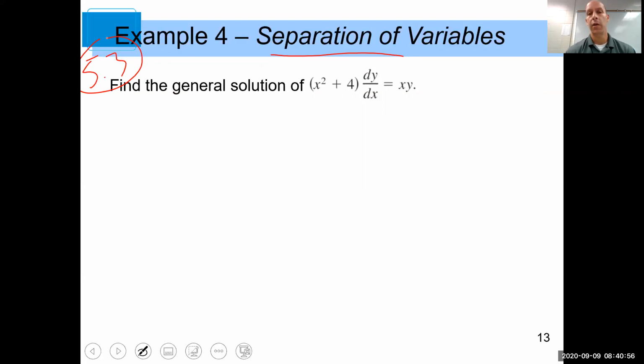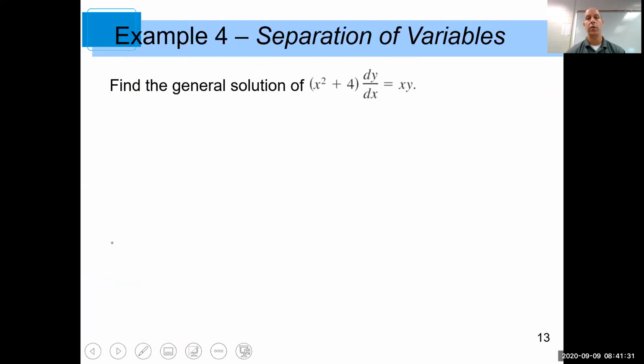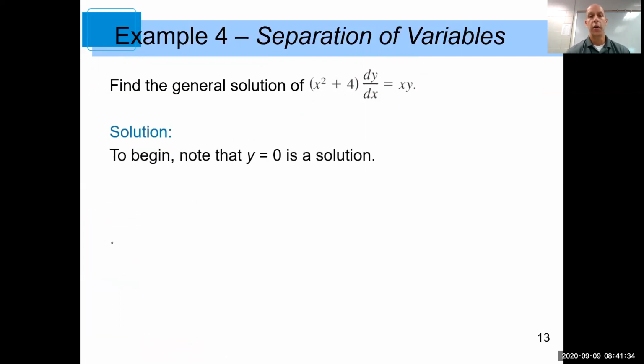If we look at this particular differential equation, you'll notice that it has an x term on the left. It has a y term on the left, that's this dy here. And notice on the right-hand side, it's got an x and a y. So if we just try to integrate this the way it is, we've got some problems. Now, you actually can integrate this way with variables of different types on each side, but that's a topic for multivariable calculus, which we are not going to discuss today. We're going to try to figure out how to do this without using multivariable calculus, and we're going to do separation of variables. So to begin, note that y equals 0 is a solution.